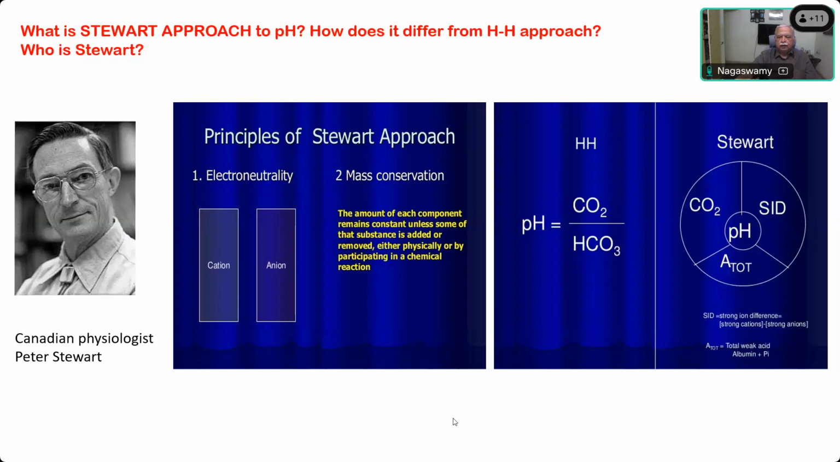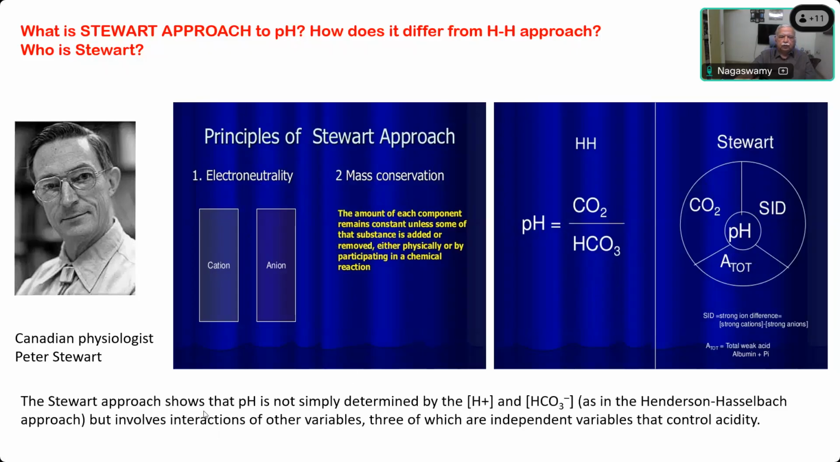So this much simplified concept or knowledge about Stewart is more than enough. Examiners, in case they ask you about it, please remember these 2 points: electroneutrality and mass conservation. That is, things have to be replaced or removed either physically or chemically to maintain this equality. And the three components of the Stewart approach are CO2, SID, and ATOT. So the Stewart approach shows that pH is not simply determined by hydrogen and bicarbonate as in Henderson-Hasselbalch, but involves interaction of other variables, three of which are independent variables that control acidity.